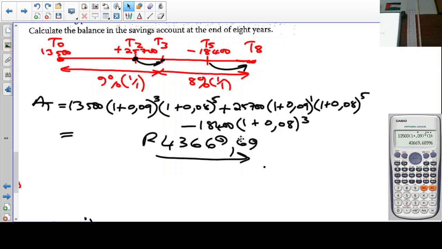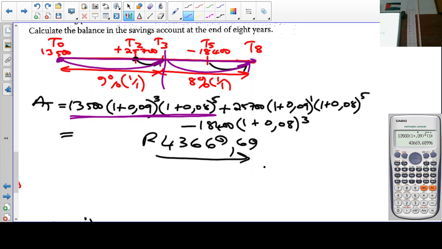Sorry? Twice. 0.08. Which one? Wait. This one, yeah? You see what I do in it? I take this amount here and I take it till the end. So if you look at this here, from there till the interest rate change. From there to there, 3 years. From there to there is 5 years. So this is this part of the calculation. You see?